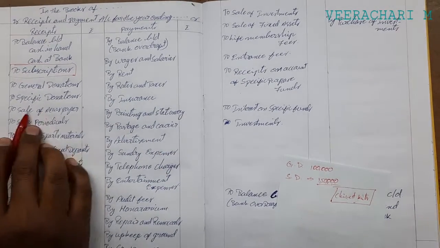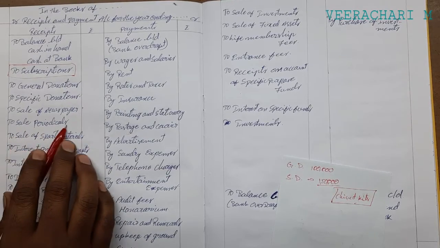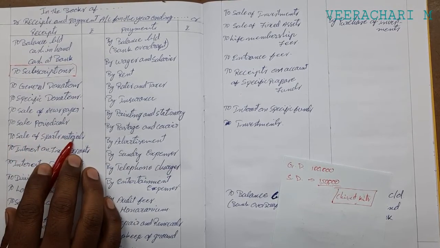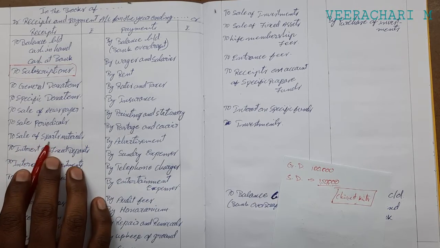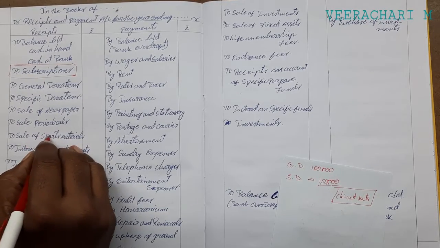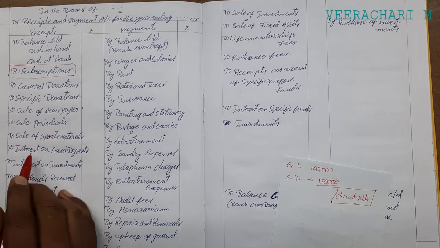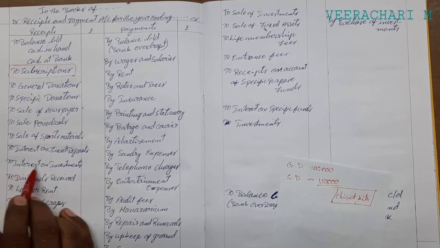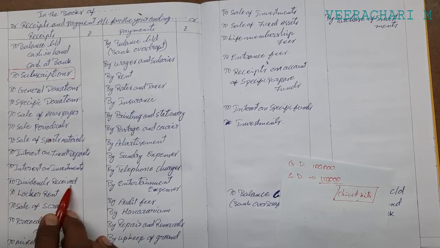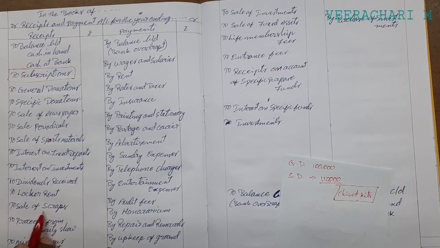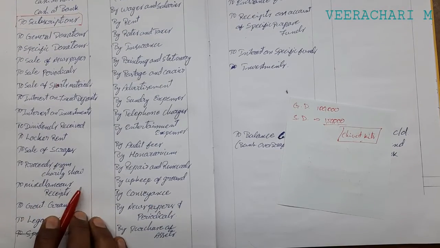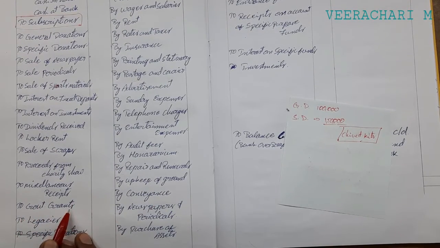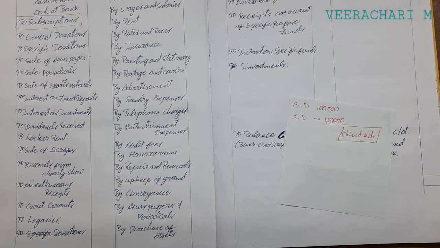Next is sale of newspapers, sale of periodicals, sale of parts and materials, such as sports material. Next, interest on fixed deposits, interest on investments, dividend received, locker rent received, sale of scraps, proceeds from charity show, miscellaneous receipts, and government grants also come under receipts, and legacies. Legacies also are receipts.